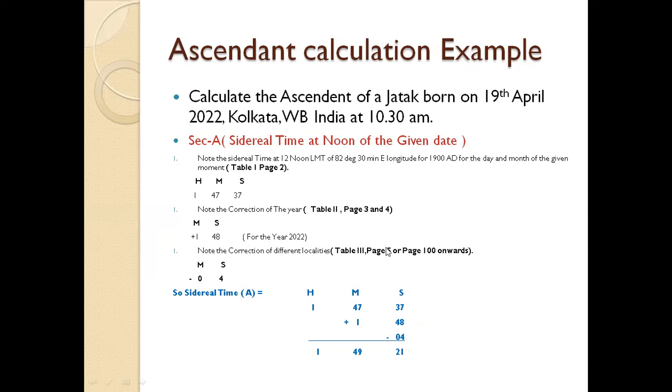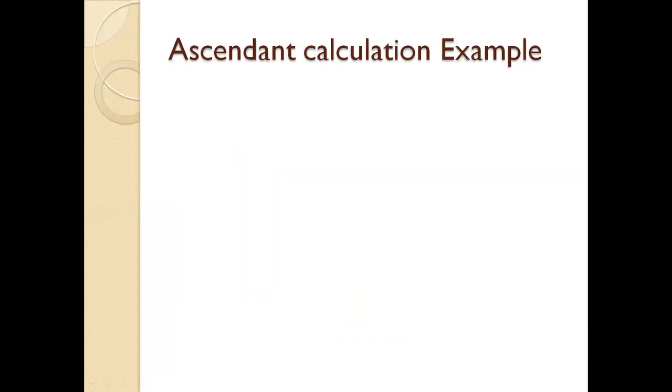Now, because it is for Calcutta, we are doing a correction of the localities, which is around minus 4 seconds. So we get the sidereal time in this way. You can also type it and you can follow the same process. You will get this casting of the horoscope. Initially, it can be confusing, but later you will understand.